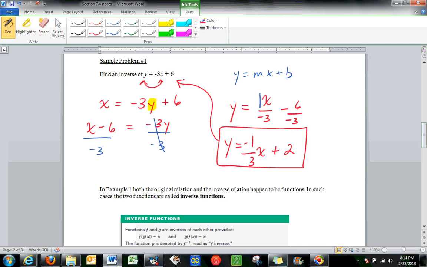So in the next part of this lesson, we'll talk about how composite functions come into play with inverses.